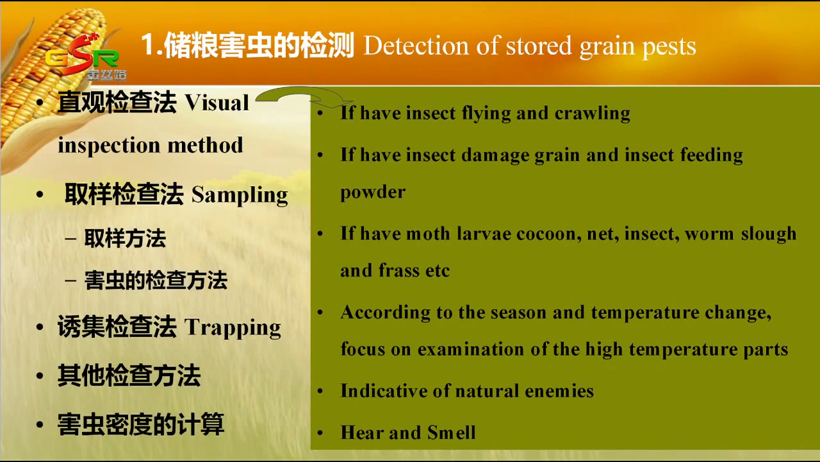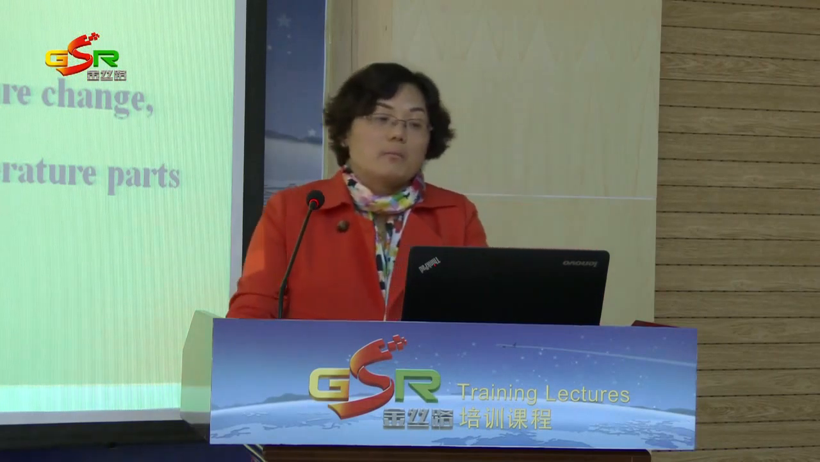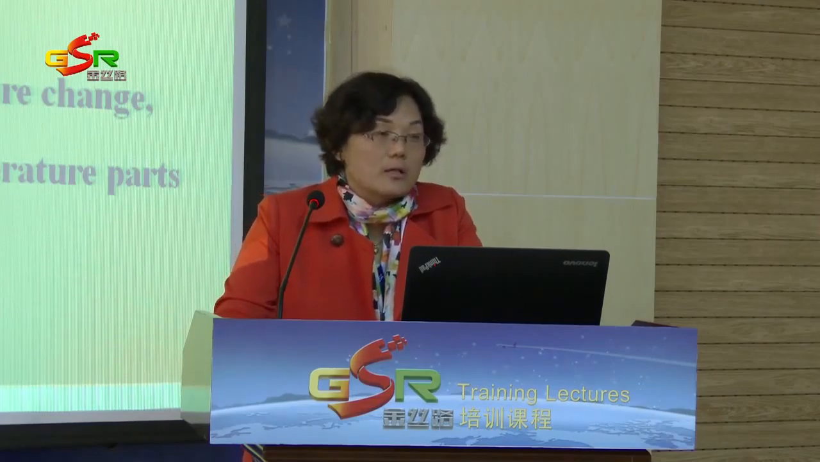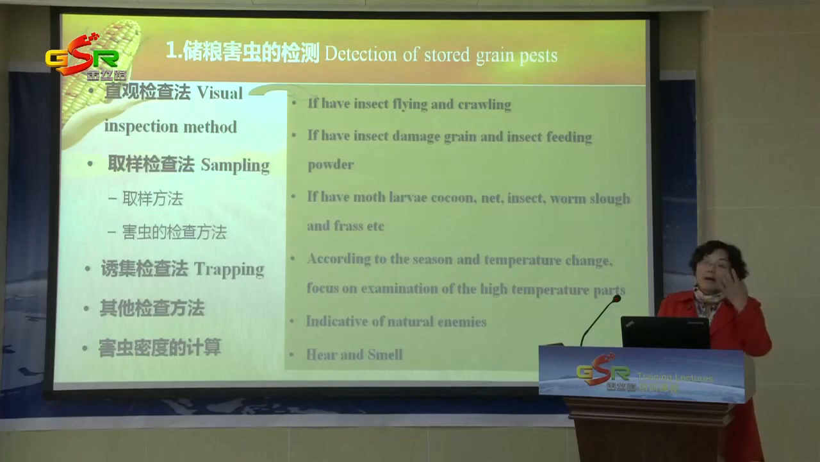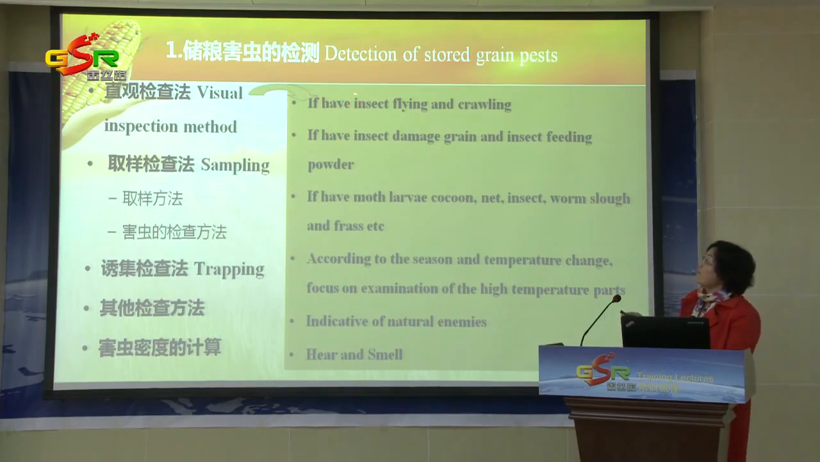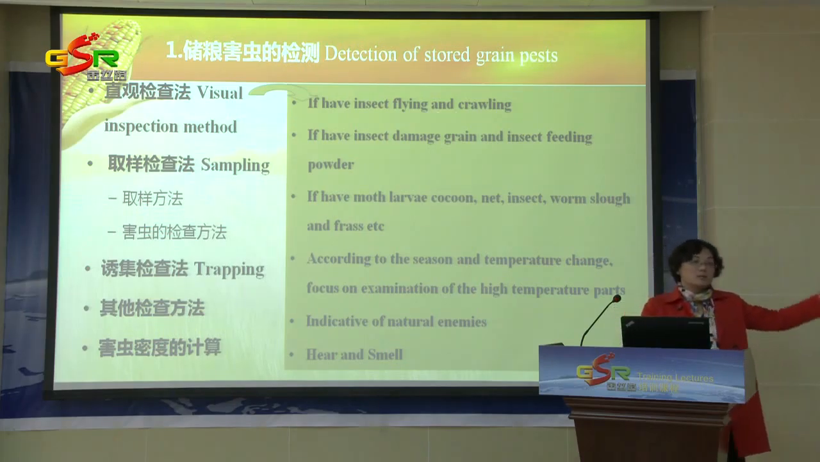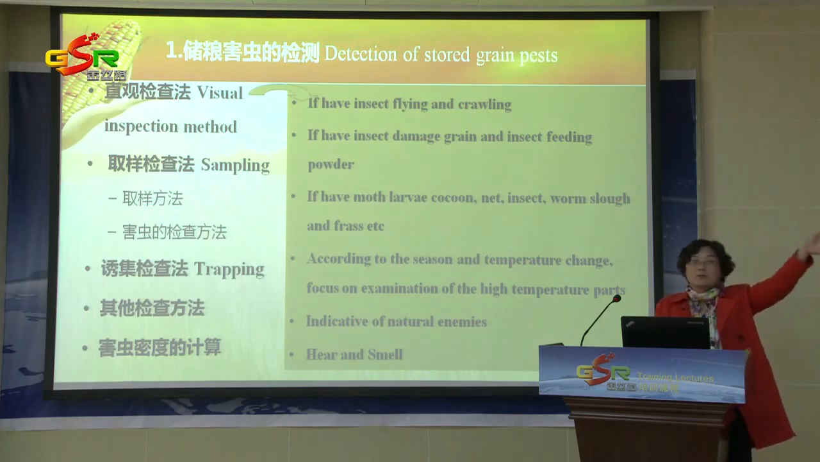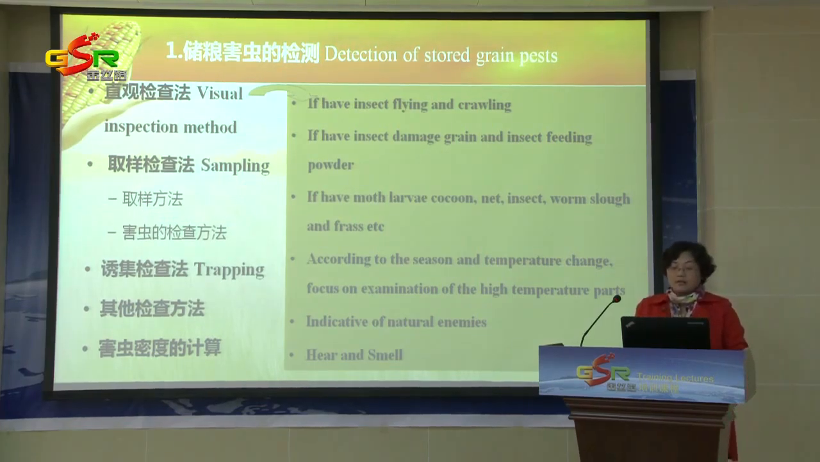You know, first we talk about the insect pest. That means detecting the stored green pests. At first we know is visual. That means we only use our eyes to detect if there is a pest. From the many methods, for example, if you have insects flying, if you go into this warehouse, you can find the moth flying. There must be insects.